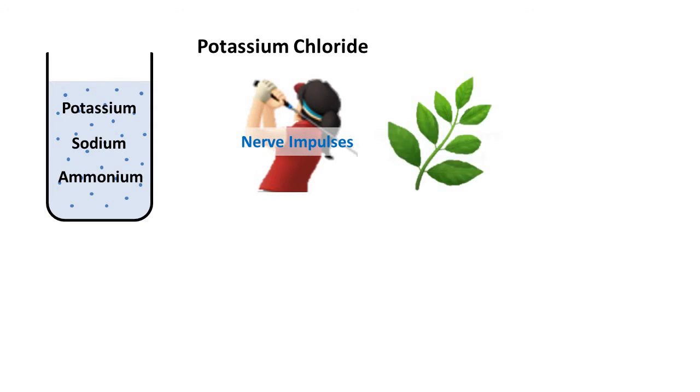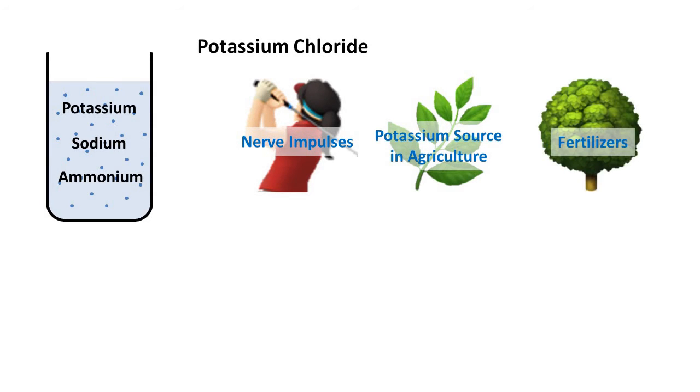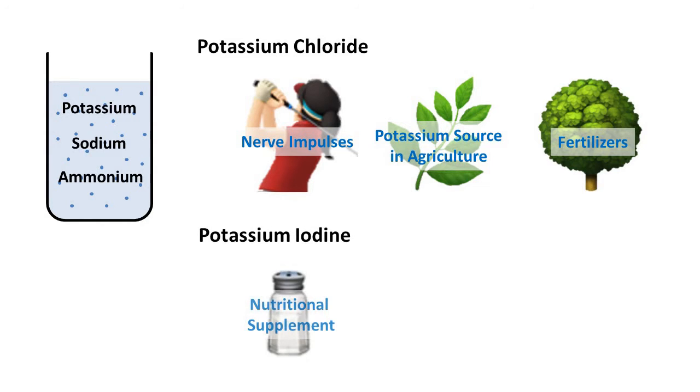Potassium chloride plays a vital role in the transmission of nerve impulses in the human body. It is also a common source of potassium in agriculture and widely used in fertilizers. Potassium iodide is added as a nutritional supplement in table salt, as well as animal feeds.